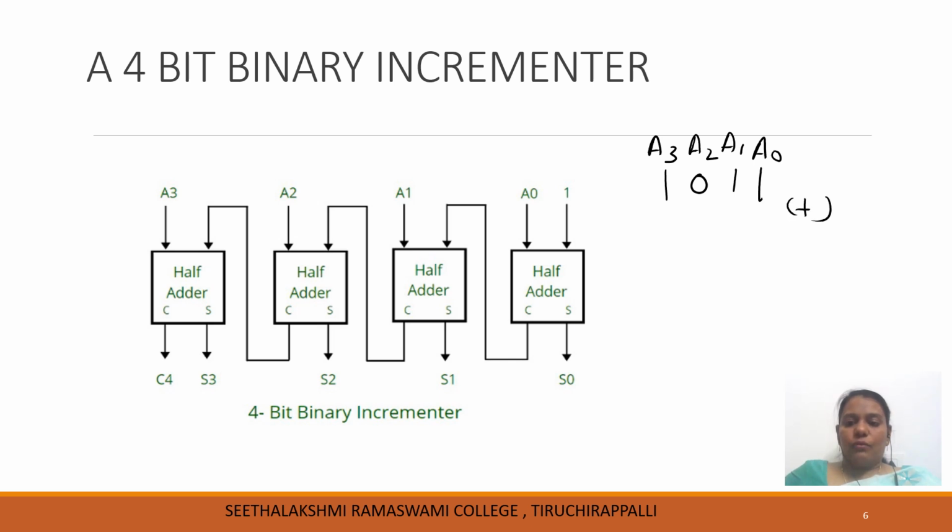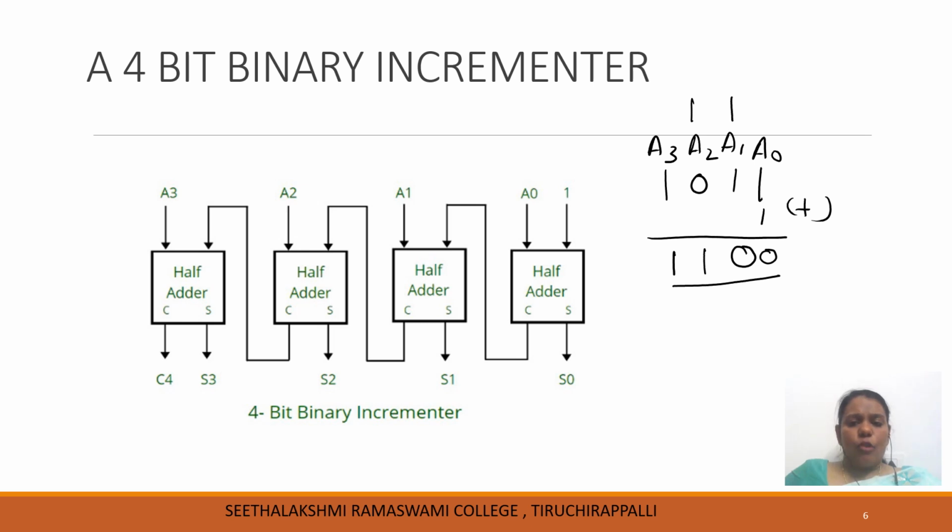So what we will do? We will add 1 to this binary number so that when you add A0, which is 1, and this 1, you will get 0 and you will get a carry of 1. So 1 and 1 when you add, again you will get 0 and 1. So this 1 and 0 will be added, you will get 1. Here this A3 will be the same 1. So this is the increment of the 4-bit binary number 1011.